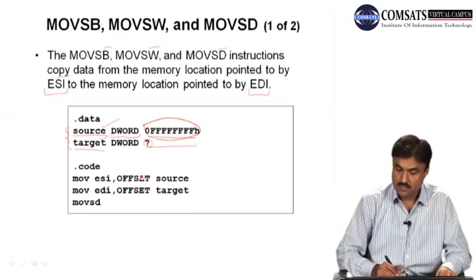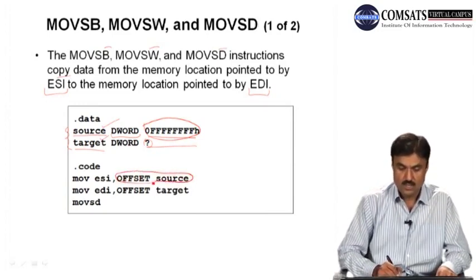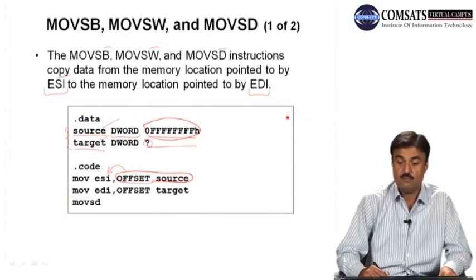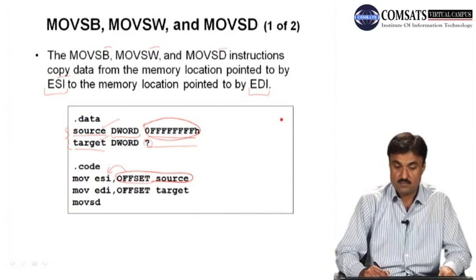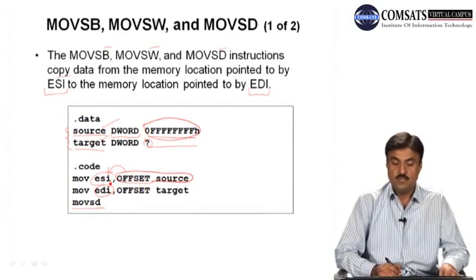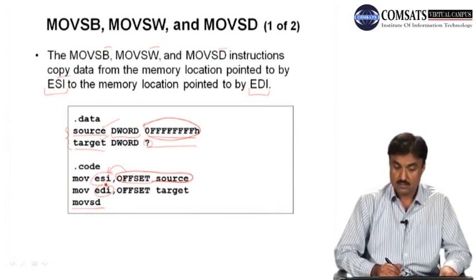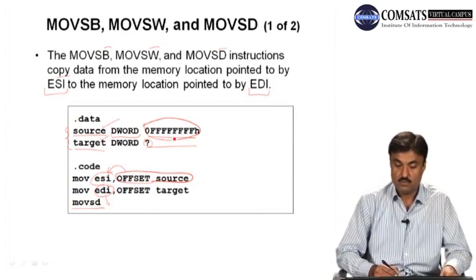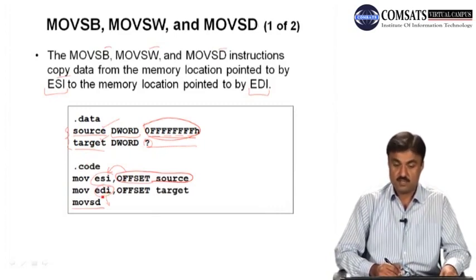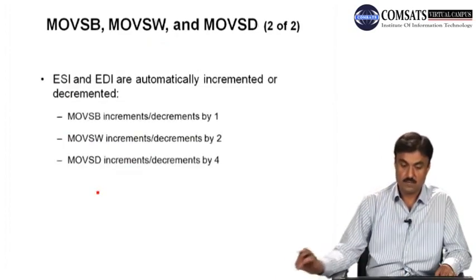However, how can we move it if we have the location of the source? The source location is moved inside ESI, so now ESI is pointing to the source from where we can perform the transfer of this byte, word or double word information. So ESI is the source and EDI is the destination. If we write MOVSD, it will move the double word from wherever ESI is pointing to EDI. All these four bytes, 1, 2, 3 and 4 bytes, will be transferred to the area in memory pointed to by EDI.